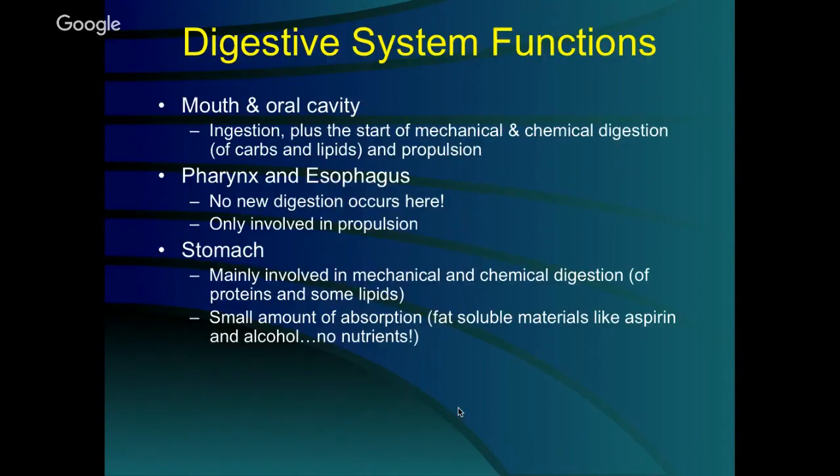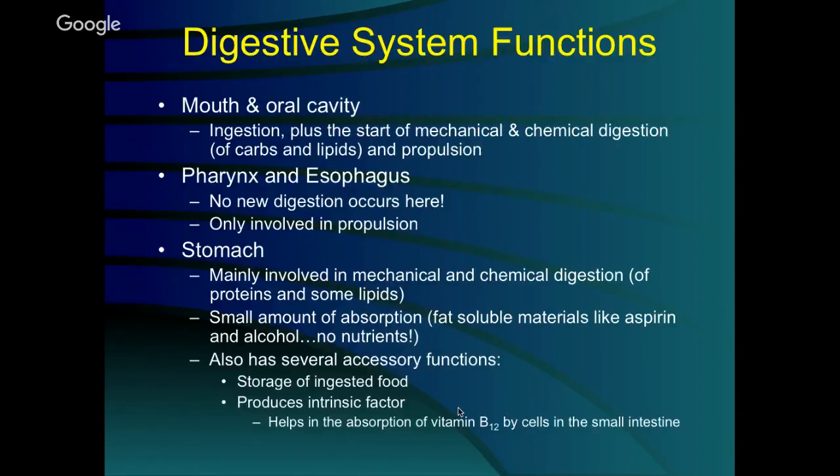We do see a small amount of absorption happening in the stomach, but really not of nutrients. So typically, I don't list absorption as a function of the stomach. The only reason things get absorbed in the stomach is if they're fat soluble and the material is sitting there long enough. Anything that's fat soluble can move across the lining of the stomach. So that's going to include things like aspirin or alcohol or other medications. And a lot of those things also tend to be irritating to the stomach lining because it wasn't really designed for absorption. It just absorbs because it's there.